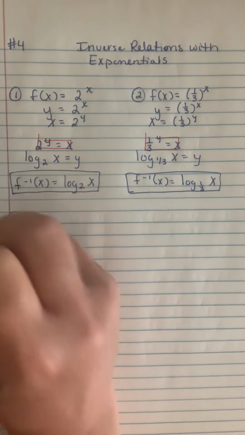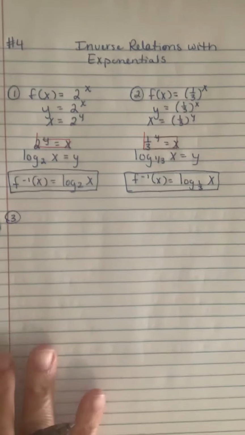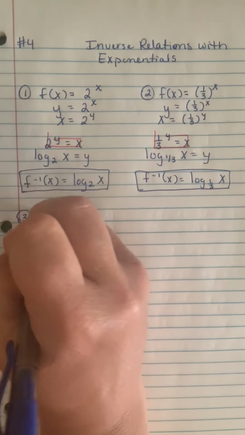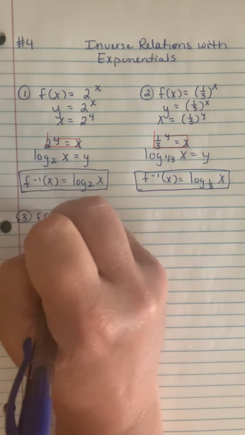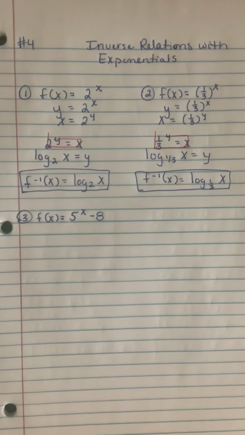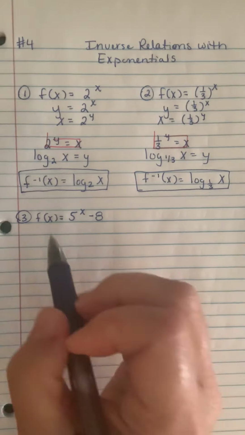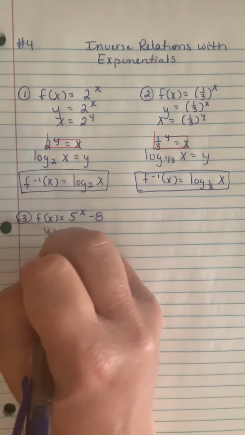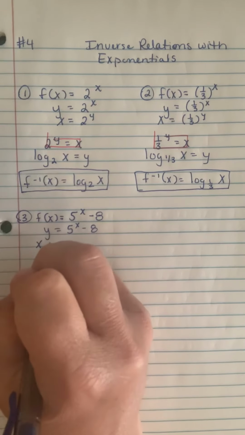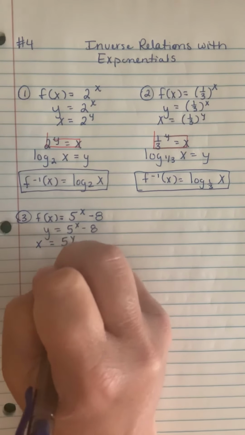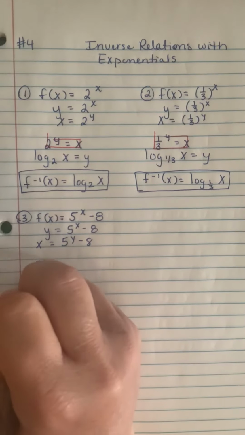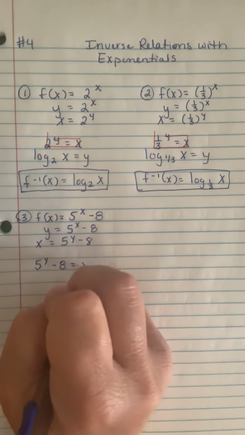Let's try a third problem here where I'm going to show you something a little different on this one. F of x equals 5 to the x power, and this -8 is not going to be in the exponent. Take that f of x and change it to a y. And you're going to switch your x and your y. I'm going to go ahead and switch this around like I did on the previous problems, and I'm going to do 5 to the y -8 equals x.